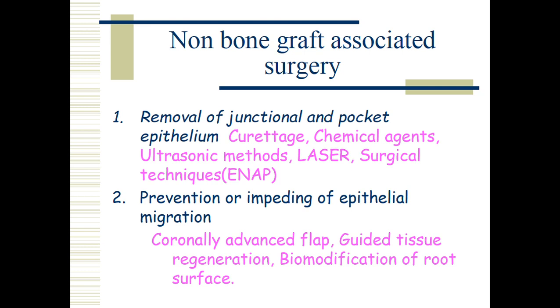Non-bone graft associated surgery includes removal of junctional and pocket epithelium, which we can achieve by curettage, chemical agents, ultrasonic method, lasers and surgical techniques like ENAP, excision new attachment procedure. Next is prevention of epithelial migration. We can achieve this by coronal advancement of flap, guided tissue regeneration and biomodification of root surface.